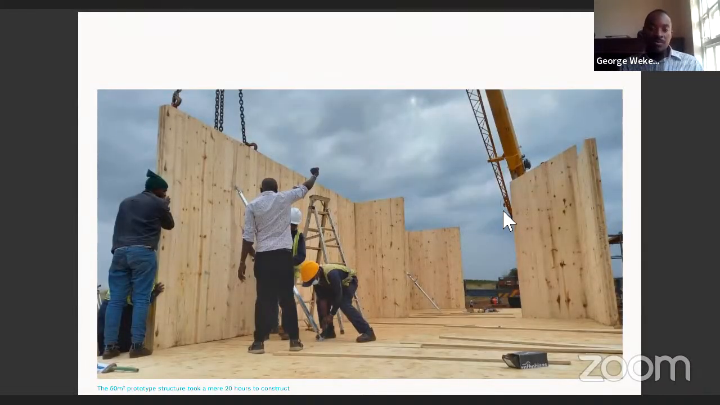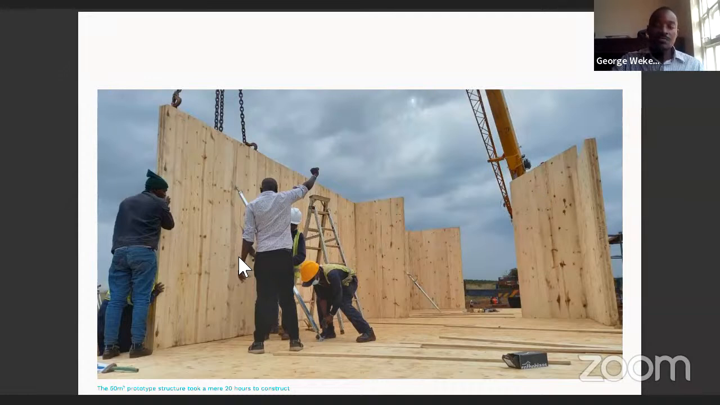We've done a prototype here in Nairobi. We first did it in Capital City, and then now we've relocated it to our office in Loreto. It's open for viewing, and we invite you to visit once the relocation process has been finalized. So it's a 50 square meter prototype that's made out of CLT.